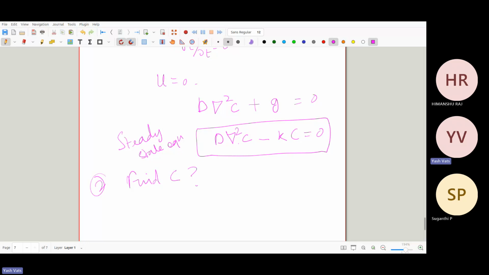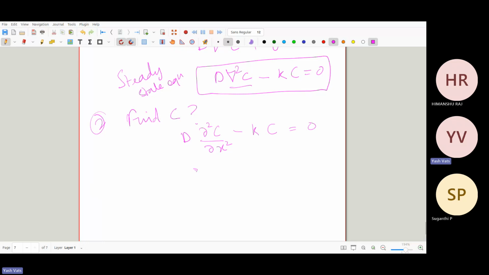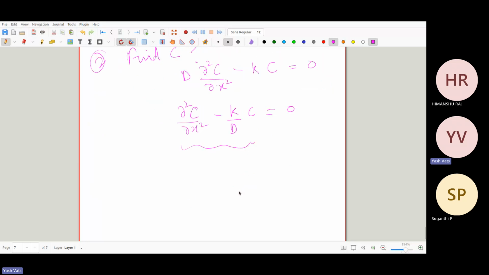And the next question is find C. How to find C? We are considering one dimension, so it is D d squared C over dx squared minus K times C equals 0. How do you solve it? It's just a math part. Dividing by D, this is a second order homogeneous differential equation, and you can find the characteristic roots.